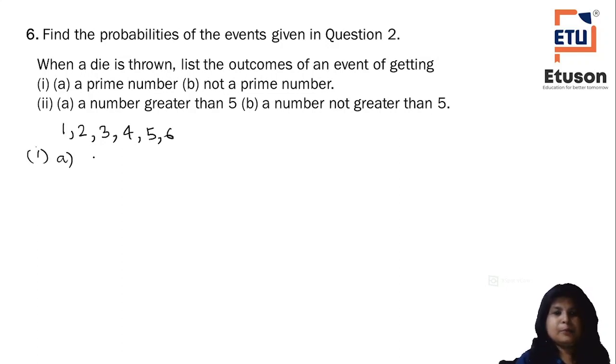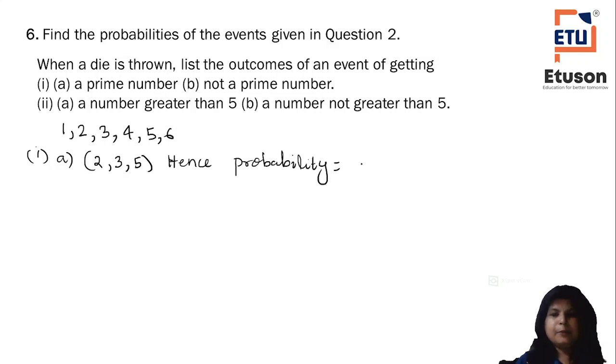How many prime numbers? So you have prime numbers as 2, 3 and 5. The total number of outcomes is 6. Hence the probability is the number of occurrences, that is 3, divided by the total number of outcomes, that is 3 by 5. Now, bit B, not a prime number. So how many are not prime numbers? So, 1, 4 and 6 are not prime numbers. So let me write down 1, 4, 6.